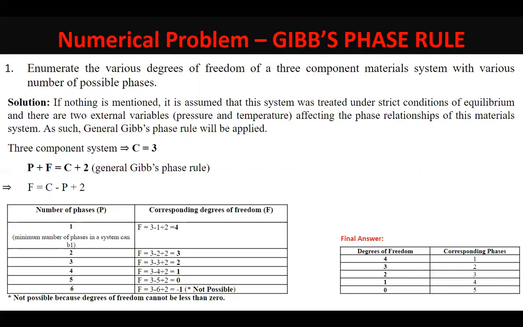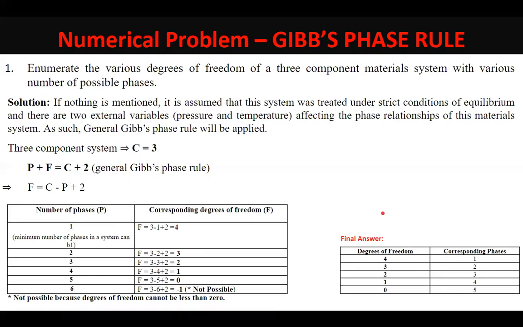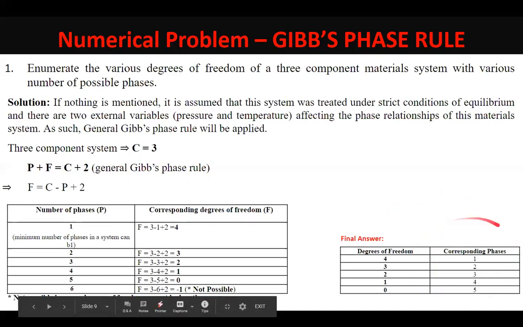Now what we can do is start with the minimum number of phases that can be seen in the system. When you take P equal to 1 and apply the Gibbs phase rule, you get F equal to 4. Then when the number of phases increases to 2, the degrees of freedom would be 3. Similarly, when you go to number of phases 5, the degrees of freedom would come out to be 0. Now you cannot further increase the number of phases, because then the degrees of freedom will come out to be negative, which is not possible. So these are the different degrees of freedom that can be observed in this material system for the corresponding number of phases, and that's the answer to this question.